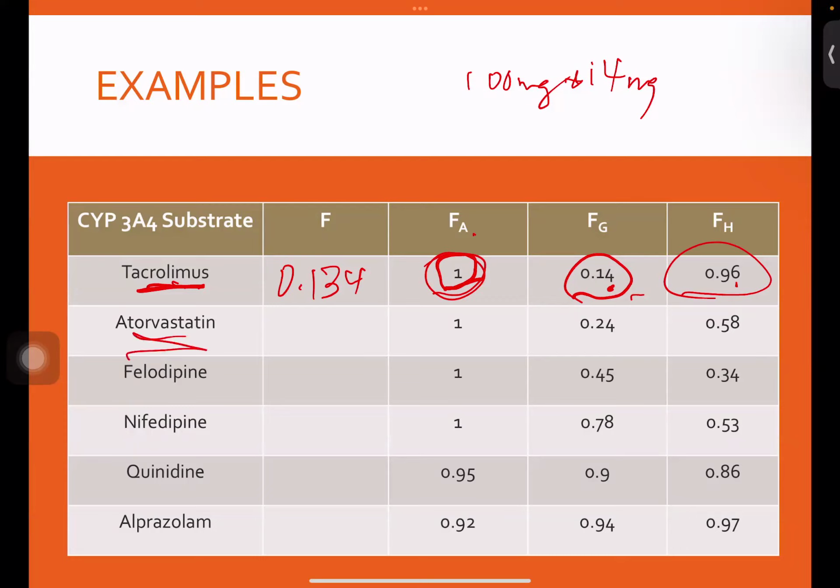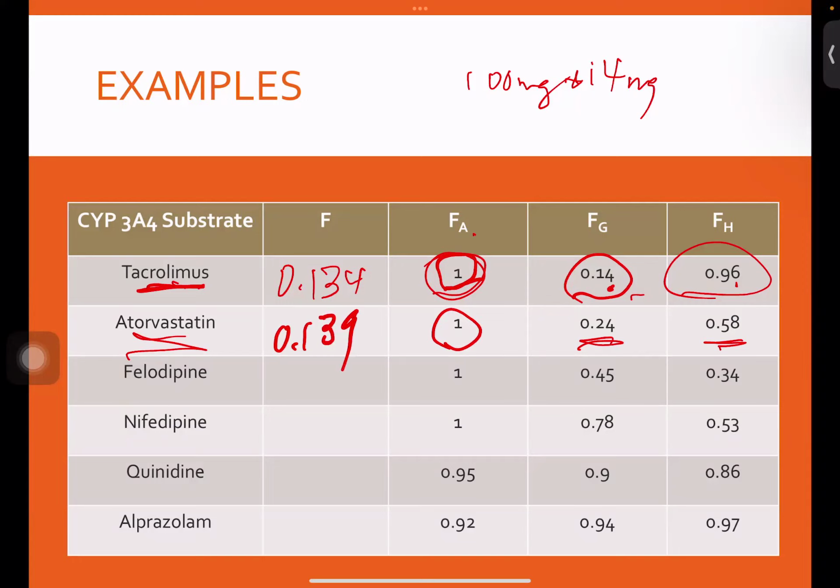How about atorvastatin? What's atorvastatin? Does anybody know? It's a lipid lowering drug, right? So again, 100% of it is absorbed. Only 24% makes it through the gut wall, and only 58% of that makes it through the first pass. So what's the bioavailability of atorvastatin? 0.139, so about 14%.